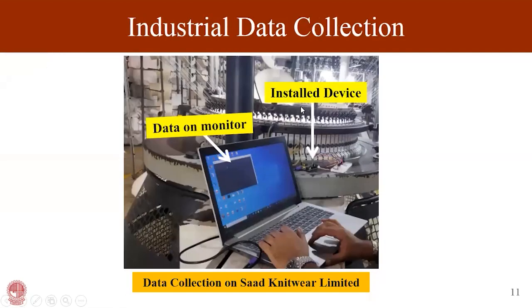Now we did all of these things in a real industrial scenario. We went to Saad Knitwear Limited, which is situated in Ghazipur, Bangladesh. Here you can see we have installed our accelerometer on the knitting machine surface, and we are storing data from our sensor.